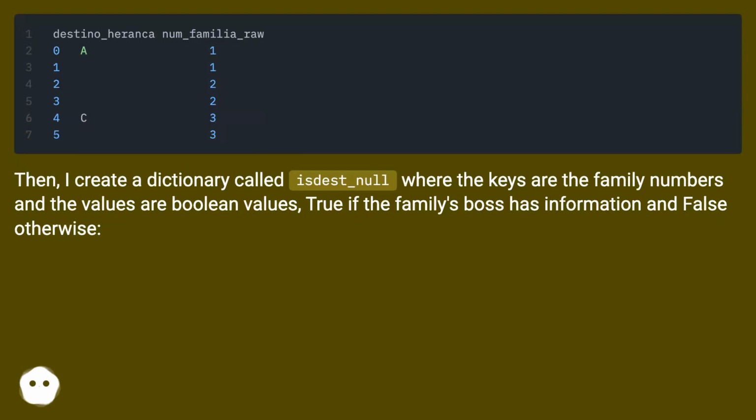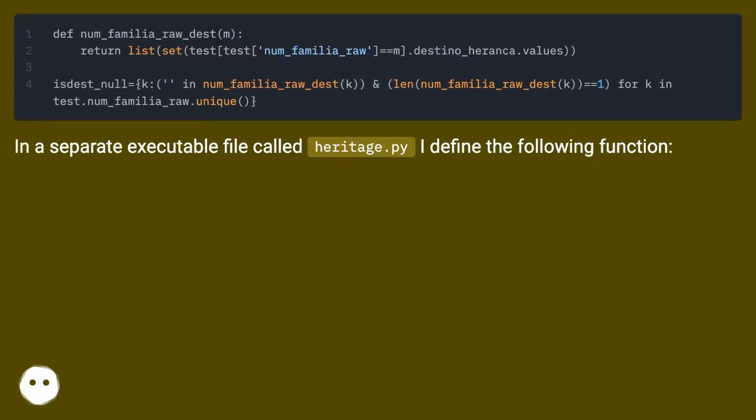Then, I create a dictionary called istest_null where the keys are the family numbers and the values are Boolean values, true if the family's boss has information and false otherwise. In a separate executable file called heritage.py I define the following function.